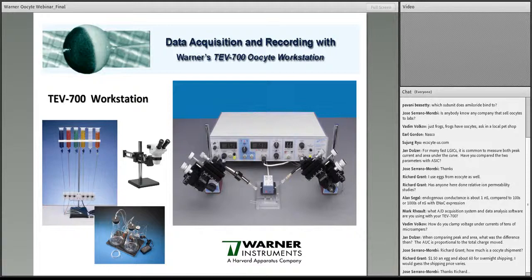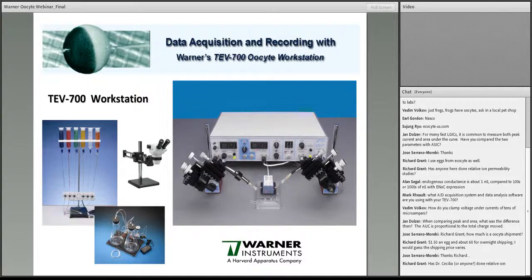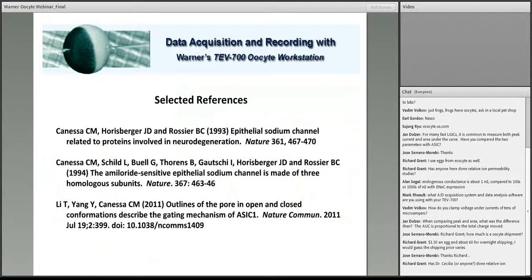There was another question that just came in for Dr. Canessa. Have you done relative ion permeability studies? Yes, and because we don't have access to the interior of the cell, we don't know exactly the composition of sodium, potassium, chloride, or any ion. So we just have to change the external solution, and with that we measure with ramps the reversal potential, and then we can get relative permeabilities of ions just by looking at how the reversal potential changes. You just apply the Nernst equation. Of course, in the patch clamp it is different because you control the composition of the pipette and the bath.